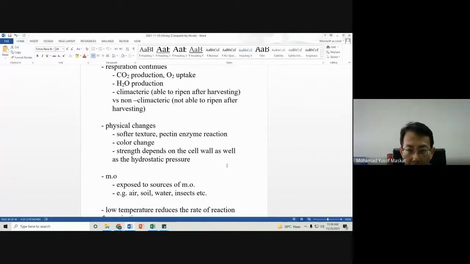So when the pectin enzymes decrease the pectin, then the texture becomes softer. That's what happens when fruits ripen. And also there will be a higher production of glucose. That's why ripe fruits are sweeter compared to unripe fruits.